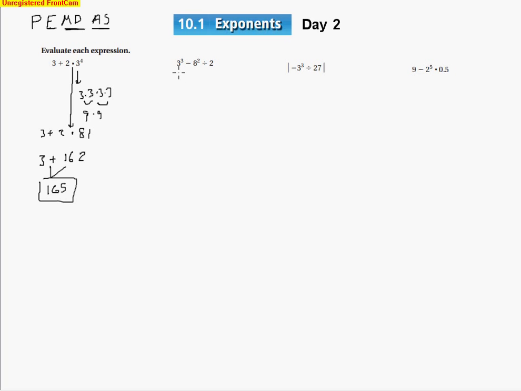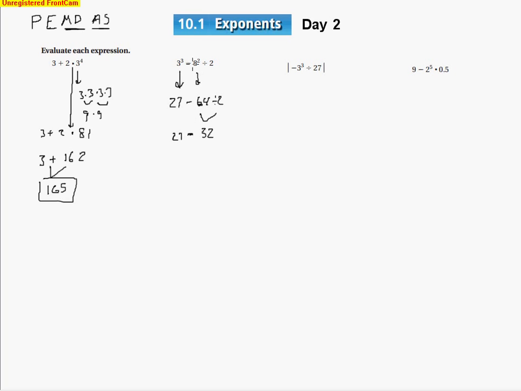So moving on to my next one, here I have some exponents. I could go ahead and simplify or evaluate. And 3 to the 3rd power makes 27. Bring down the minus sign. 8 to the 2nd power makes 64. Bring down the division sign and then the 2. So I divide 64 by 2 first, makes 32. And then I subtract the 32 from 27.